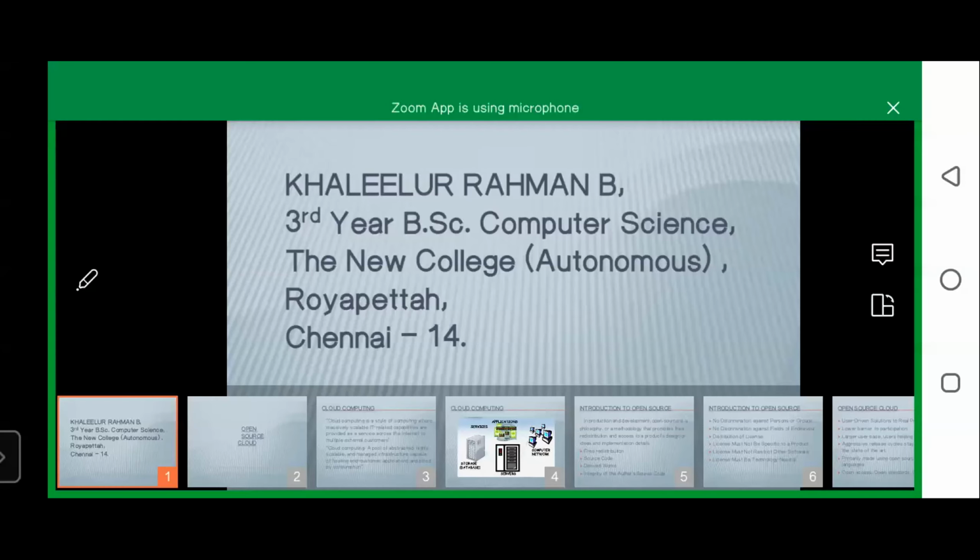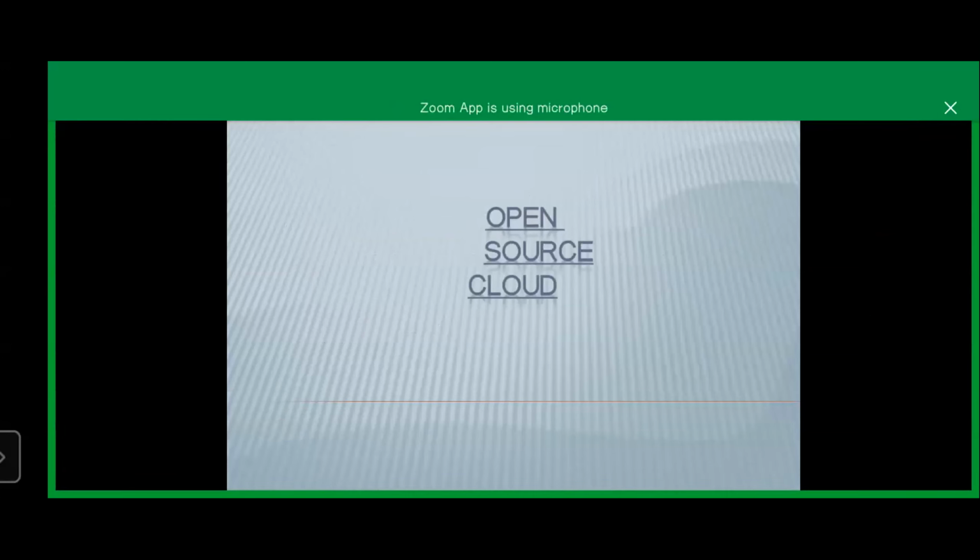BSc Computer Science from Raipeta, Chennai 14. My topic is open source cloud. And nowadays, in IT companies, the cloud will be playing a major role.